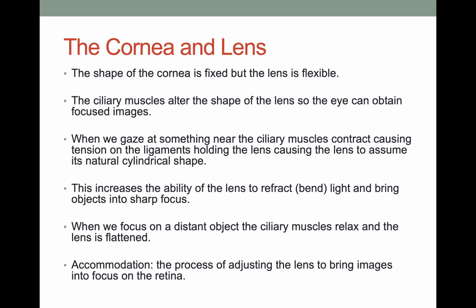Now, when we direct our gaze at something near, the tension on the ligaments holding each lens in place is reduced by the contraction of the ciliary muscles, causing the lens to assume its natural cylindrical shape. This increases the ability of the lens to refract or bend light and thus bring objects into sharp focus. When we focus on a distant object, the ciliary muscles relax and the lens is flattened.